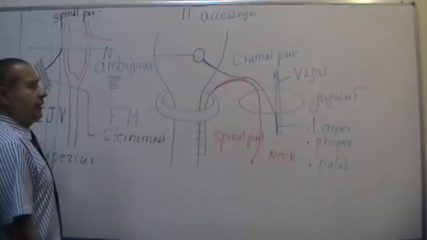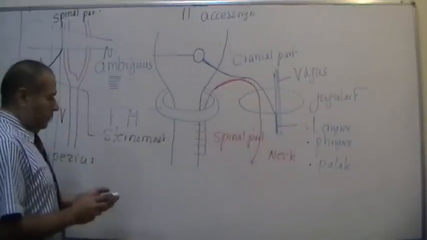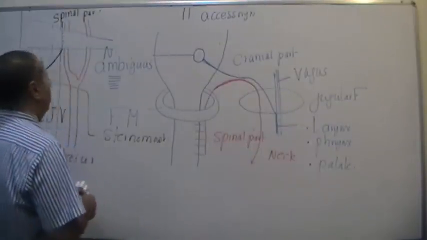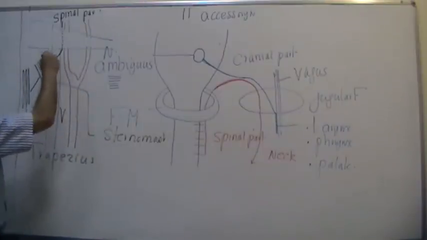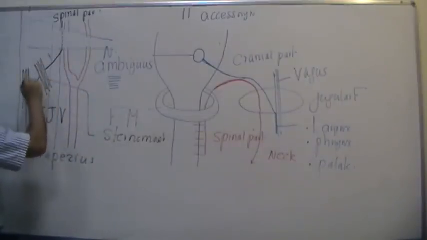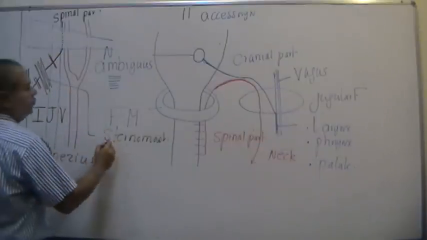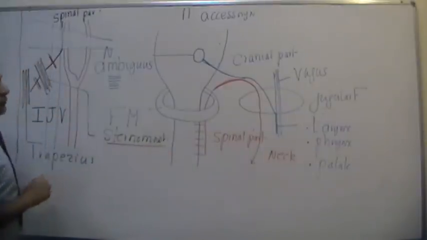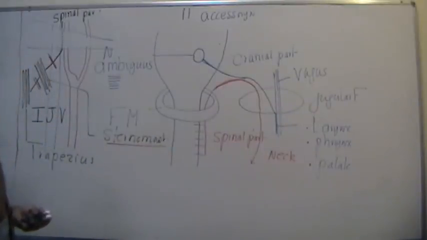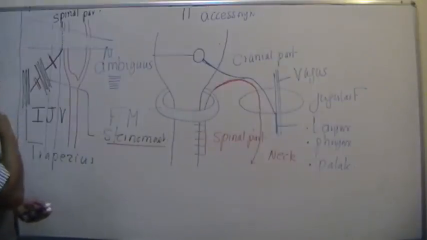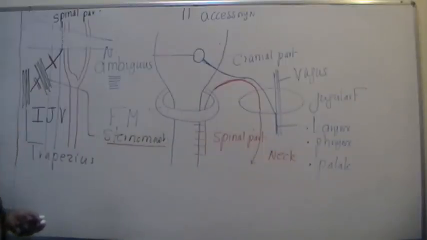So this is the cranial part and this is the spinal part. Injury to this spinal part usually occurs in the roof of the posterior triangle. With injury to the spinal part, the sternomastoid muscle will be paralyzed. If the right sternomastoid is paralyzed, I cannot rotate the head to the opposite, left side, because the right side is paralyzed. So rotation of the head to the opposite side cannot be done.